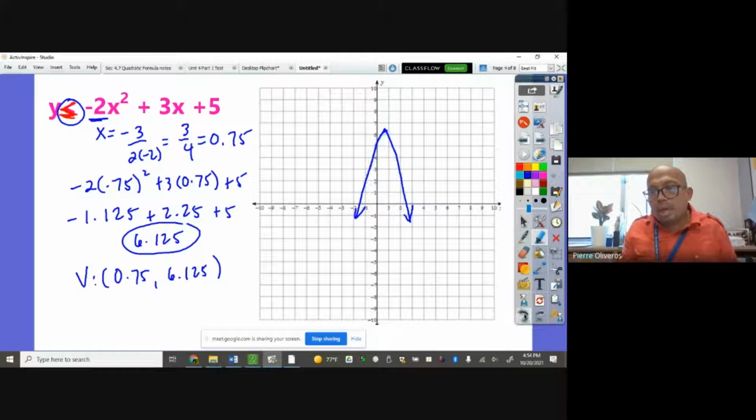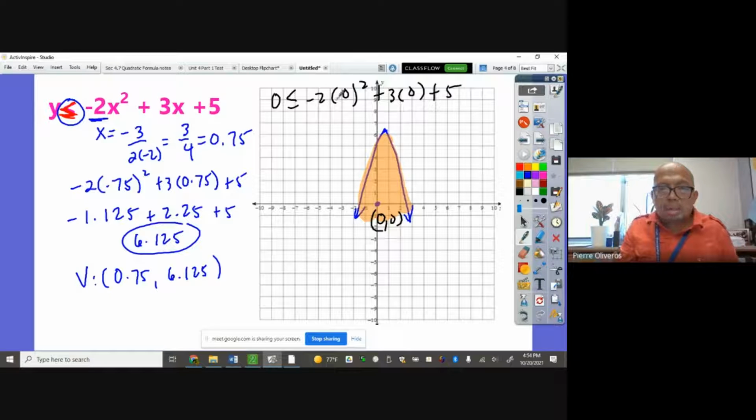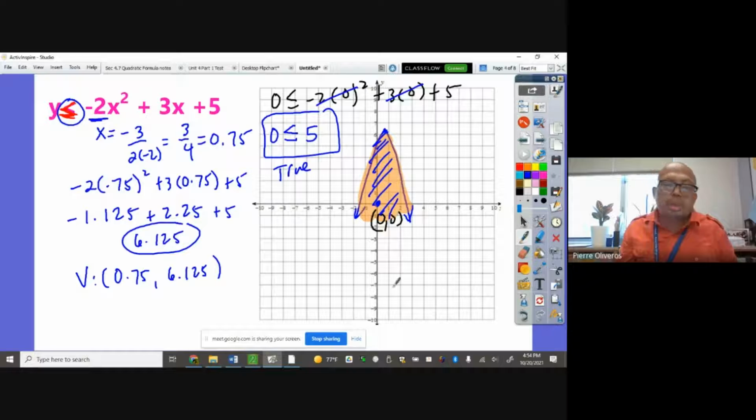But how do I prove it? Again, I'm going to try the origin. The origin coincidentally is part of the possible shaded area. So I do hope that it will give me a true statement. We know the origin is 0, 0. So 0 less than or equal to negative 2 times 0 squared plus 3 times 0 plus 5. We know 0 squared times 2 is 0. 3 times 0 is 0. So is 0 less than or equal to 5? True or false? This is a true statement. So I know 0, 0 should be part of the solution. So everything right there should be the answer.